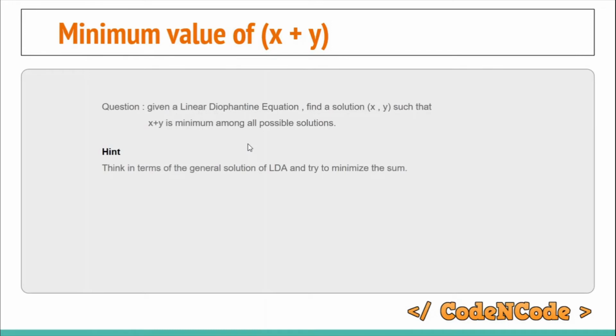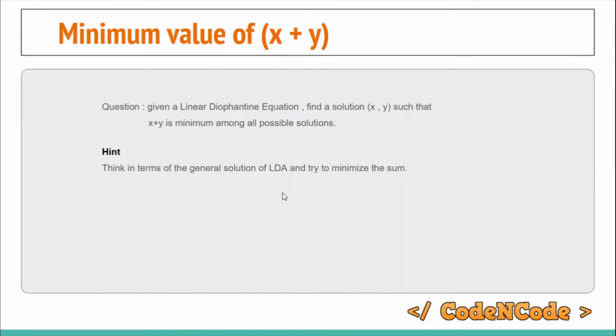So a hint for you: pause the video and take this hint. Think in terms of the general solution that we have found. x is equal to x naught plus k times b by g, and y is equal to y naught minus k times a by g, right? Use that general solution to minimize this sum. Just pause the video and think for some time.